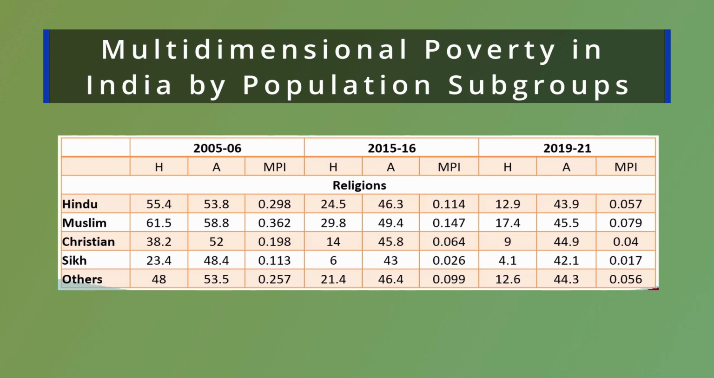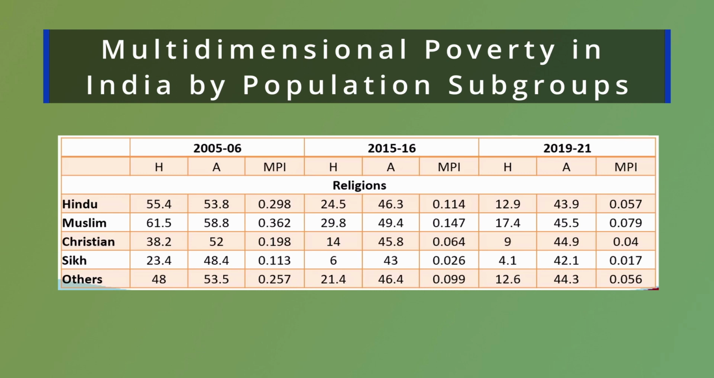And among the different religions, Sikh has the lowest MPI value, and this value is 0.017 in the year 2019-21, and the lowest multidimensional headcount ratio, 4.1% in the same year, followed by Christian, whose MPI value was 0.04, and multidimensional headcount ratio was 9%. In case of others, it was 0.056 and 12.6% for headcount ratio.